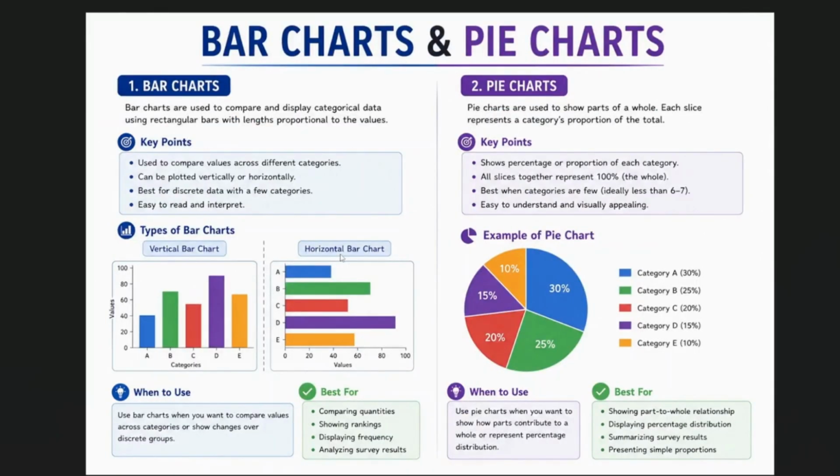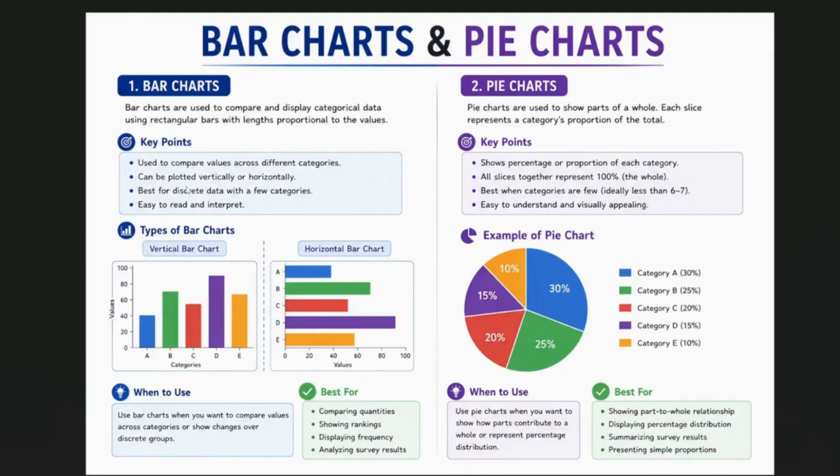Now, let's understand bar charts and pie charts. Okay, so bar charts are used to compare and display categorical data using rectangular bars with lengths proportional to the values. Key points of bar charts: they are used to compare values across different categories, can be plotted vertically or horizontally, are best for discrete data with a few categories, and are easy to read and interpret. You can see there are two types of bar charts. First one is your vertical bar chart, and second one is your horizontal bar chart.